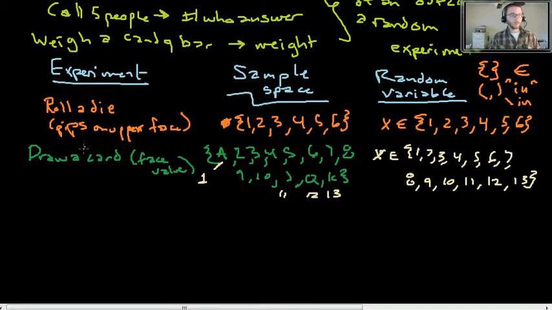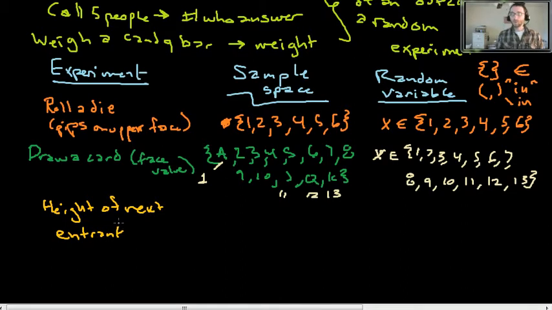All right, now, what else do we want to do? Let's skip ahead to the height of the next person to walk through the nearest door to you. Call that person an entrant. So, the height of the next entrant. How tall could that be?